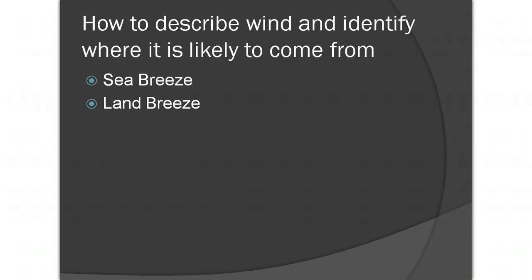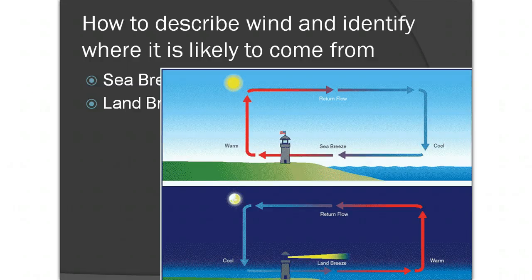Now, the next one is how to describe winds and identify where they are likely to come from. We've already talked about how we describe which direction they are. The next thing, though, is to understand when they occur, and then how to know which direction it's going to be. And so we want to talk about the idea of what's called a sea breeze and a land breeze. We just talked about this in class, and here's another picture showing it.